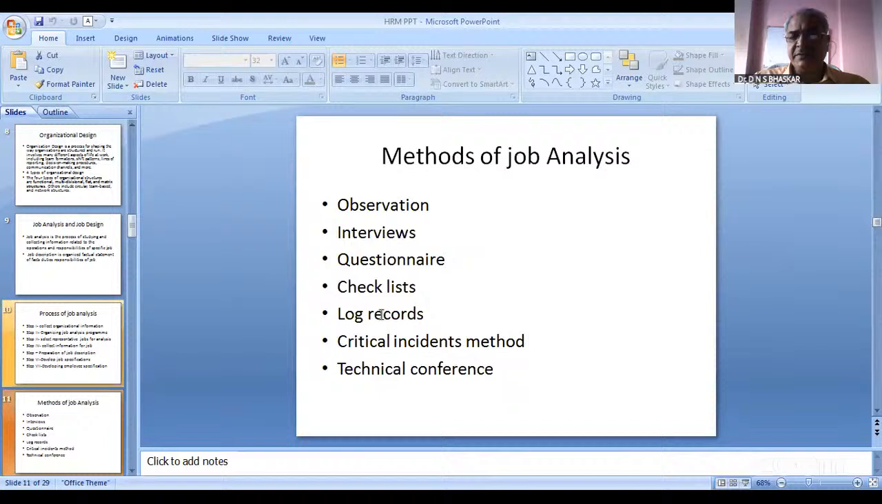Then methods of job analysis. This is another important area where job analysis methods are to be observed. First one is said to be observation method. In the case of observation method, how will you do that?